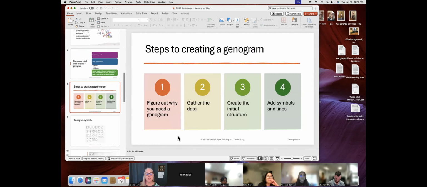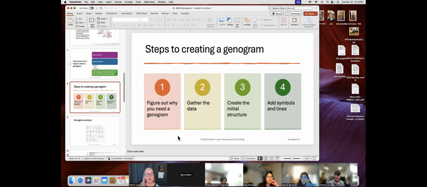So the first step in creating a genogram is to figure out why you need it. What are you trying to track? What is your goal in using it with the client or the consumer? So then you gather data. Sometimes you have to ask clients to go back to family and ask questions about family, or sometimes even drawing the genogram helps them begin to figure out what the questions are that they want to ask.